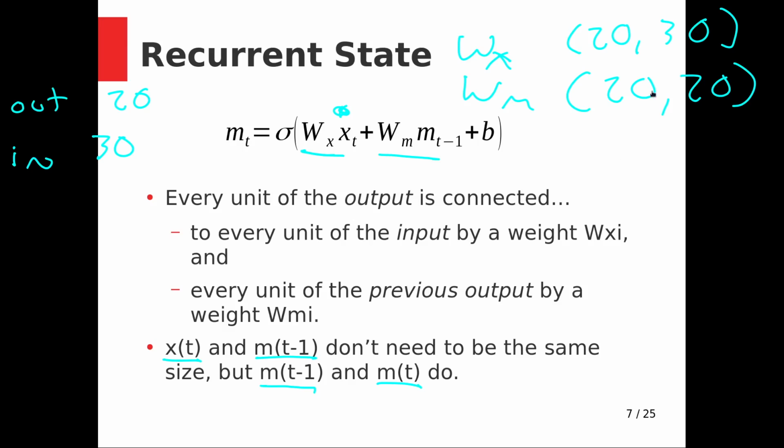And I do not say this to confuse people. I say this in the hopes that making these numbers concrete will help clarify this for some. So these both have to have 20 as the output size because they're getting added together, but they don't both have to have 20 as the input size, because m and x can be different sizes. Yes?